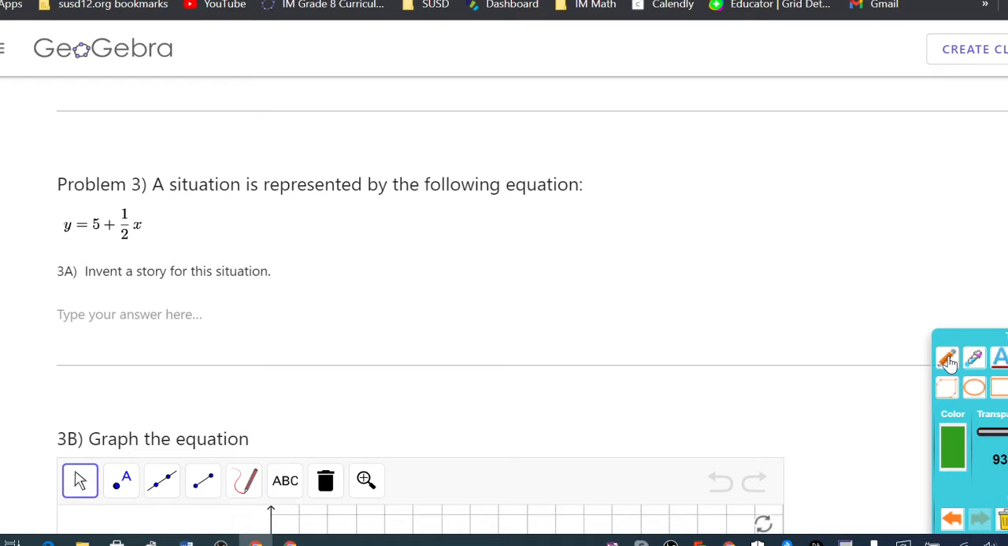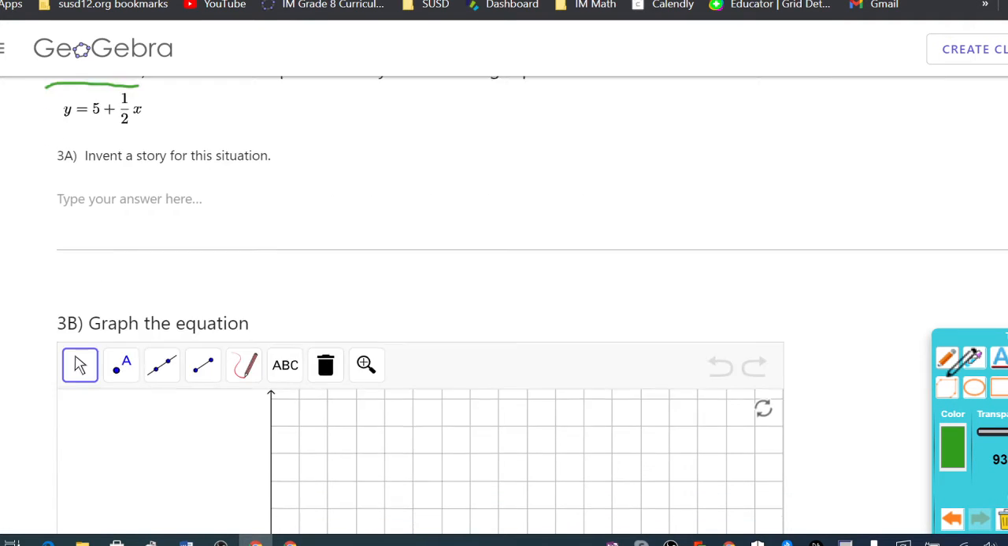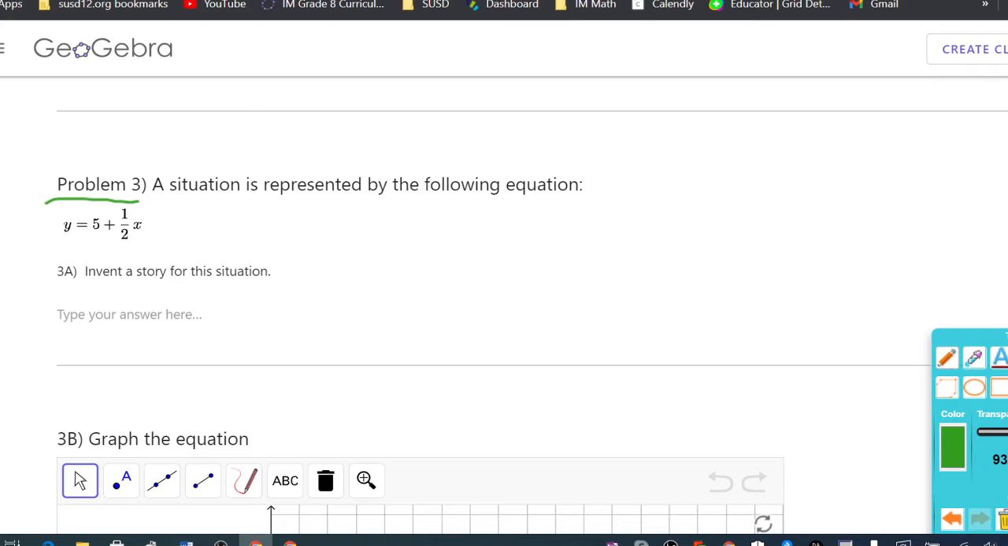Let's get back to work. Problem 3 says, a situation is represented by the following equation. Y equals 5 plus 1/2 x. Invent a story for this situation.